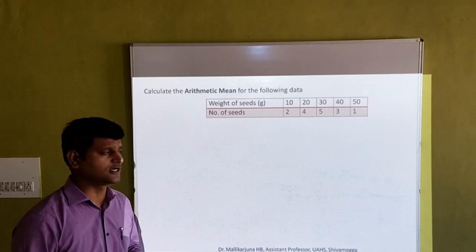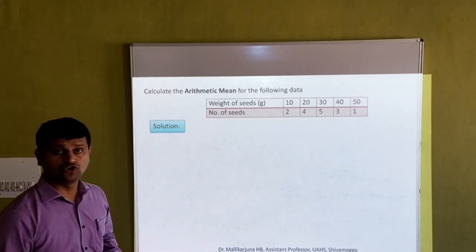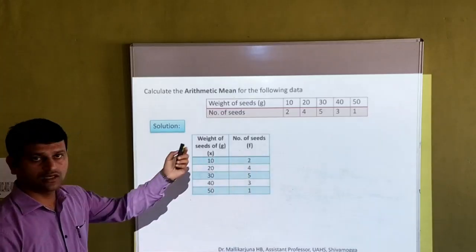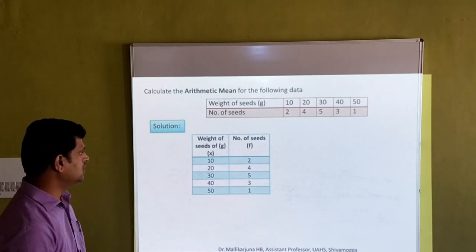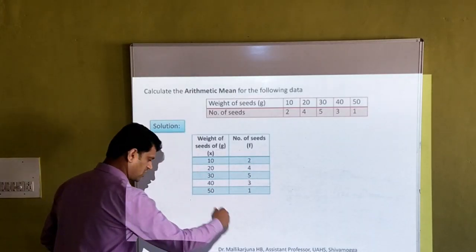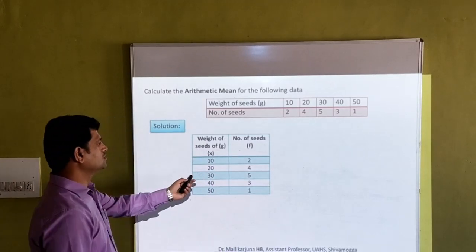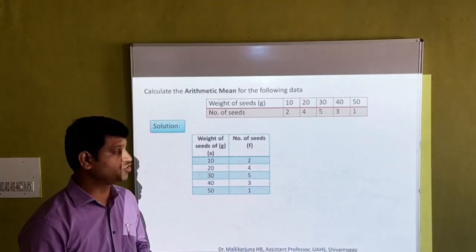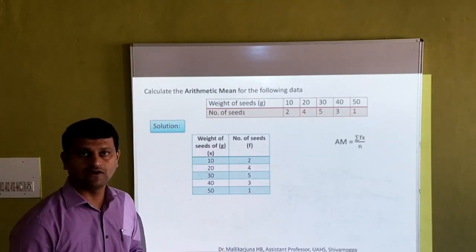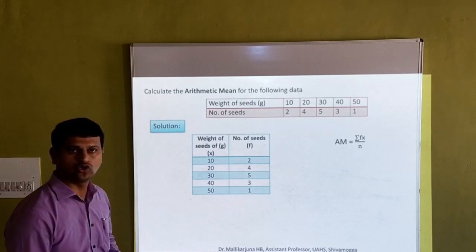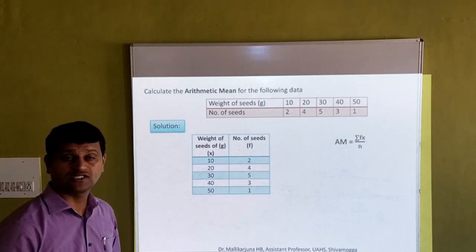This is hypothetical data. Coming to the solution, just for the calculation purpose, I made horizontal to vertical. Okay. So this is a discrete frequency distribution. For this, the formula is arithmetic mean is equal to summation of f of x divided by n.